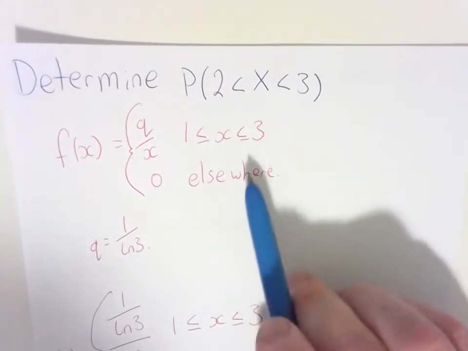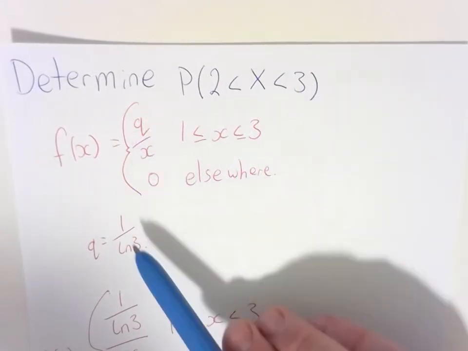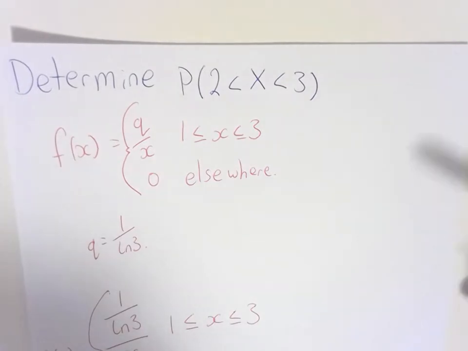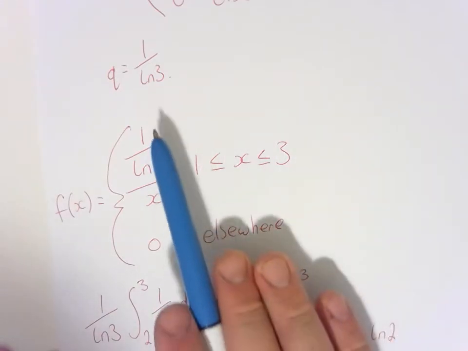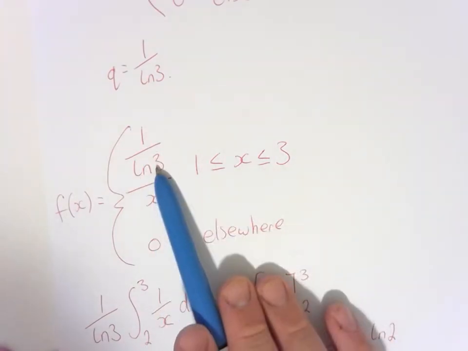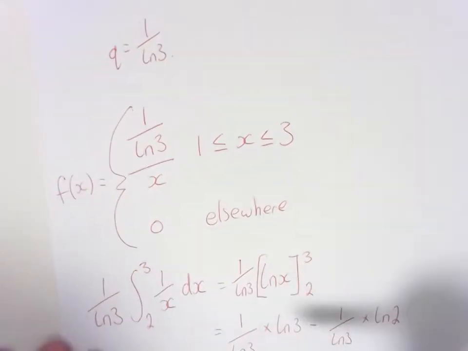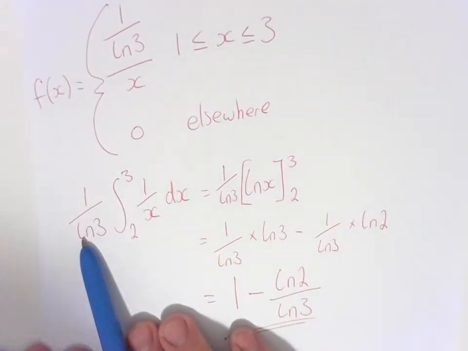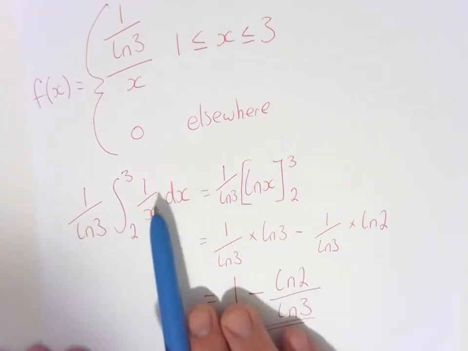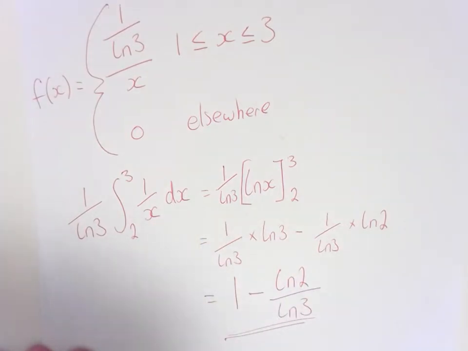So my original question was to determine the probability between 2 and 3. In our previous question we determined q to be 1 on the natural log of 3. I was then able to update my probability density function to be 1 on the natural log of 3 on x. Because this is just a number, when I went to do my integral, I was able to factor out that constant, 1 on the natural log of 3, then determine the integral between 3 and 2 of 1 on x, and get my final answer here.